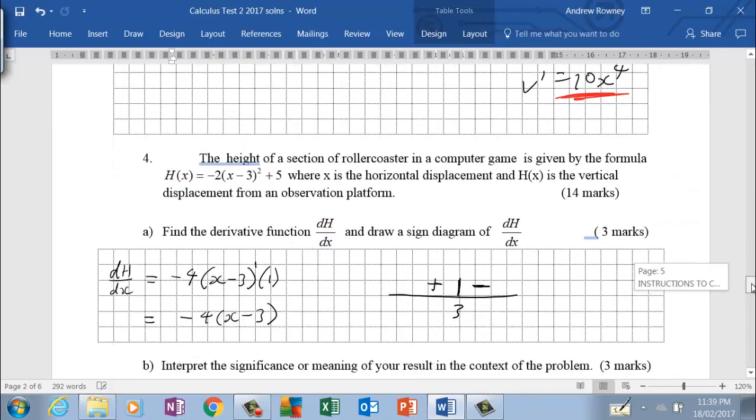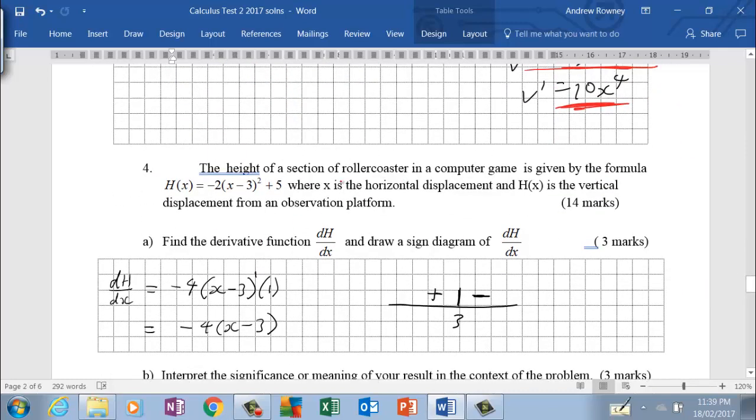And the last question is a contextual question. So this is a roller coaster. This is the height of the roller coaster, where x is the horizontal distance from an observation platform. We need to find the derivative.